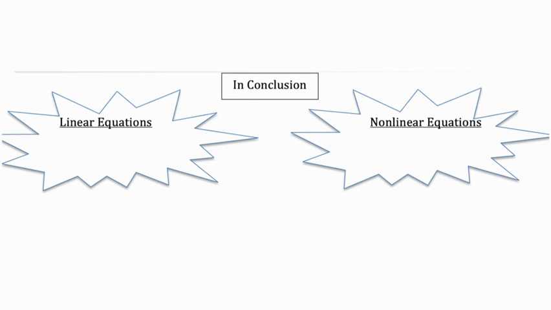Maybe you noticed that the linear equations involve x to the first power, or just x. The nonlinear equations involved x to a different degree, so that would be x squared, x cubed, x to the fourth power, and so on. Anything all the way up to infinity, anything that involves a degree of x squared or higher means that our line is not going to be straight. We're going to have a nonlinear function.